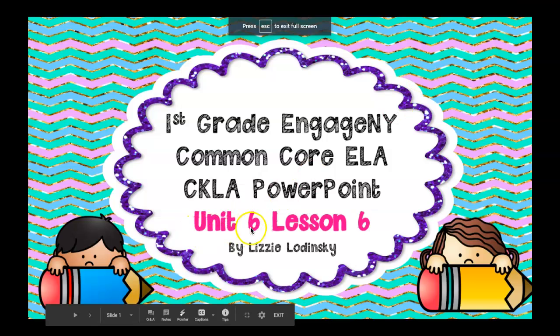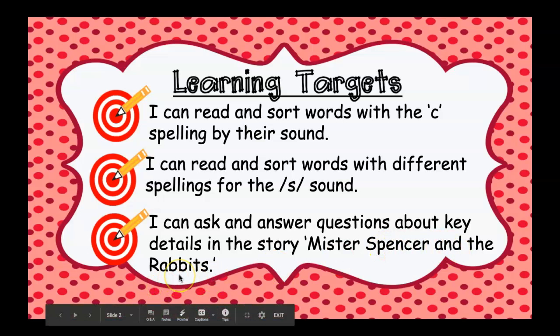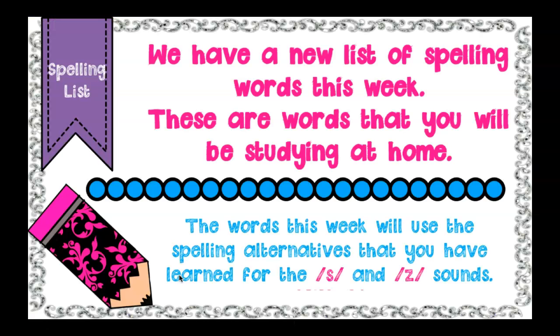Today we'll be working on Unit 6, Lesson 6 for Language Arts. And today we are going to read and sort words with the C spelling by their sound. We are also going to read and sort words with different spellings for the S sound. We're going to ask and answer questions about key details in the story Mr. Spencer and the Rabbits. So let's get started with your new spelling words for this week.